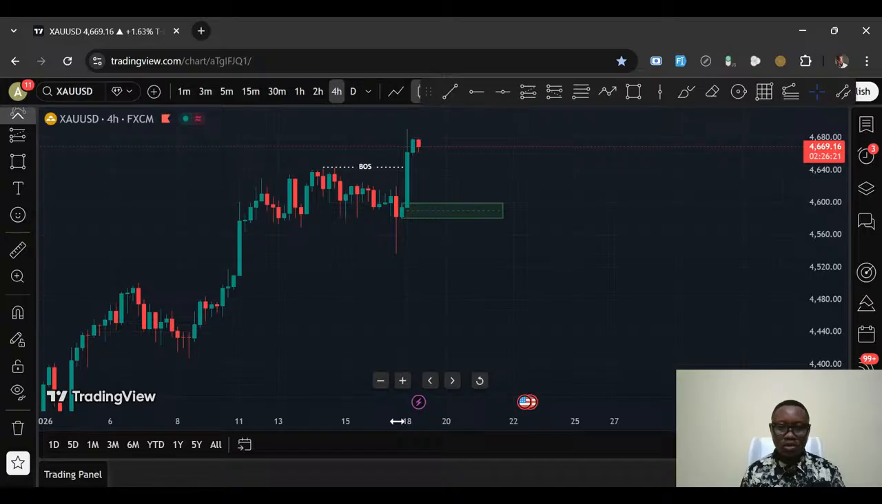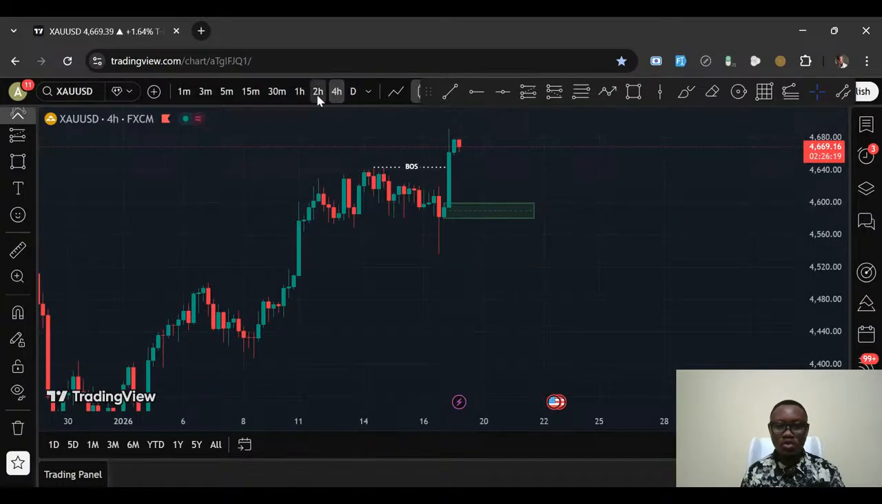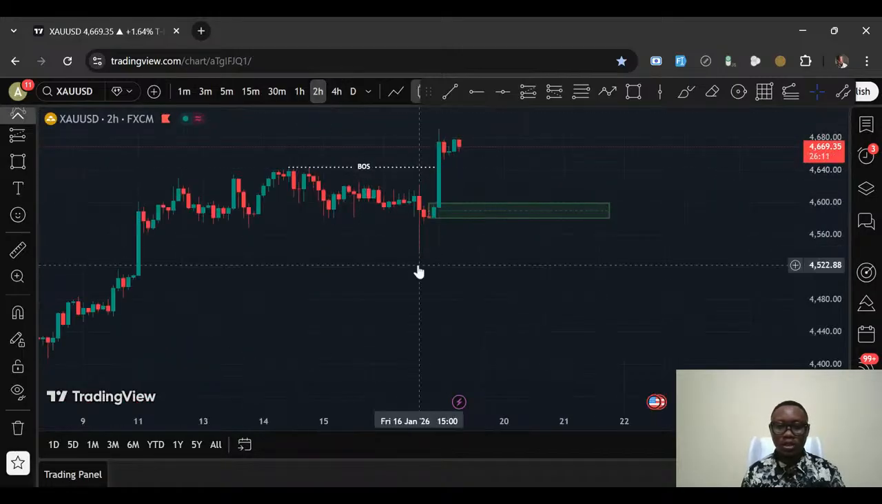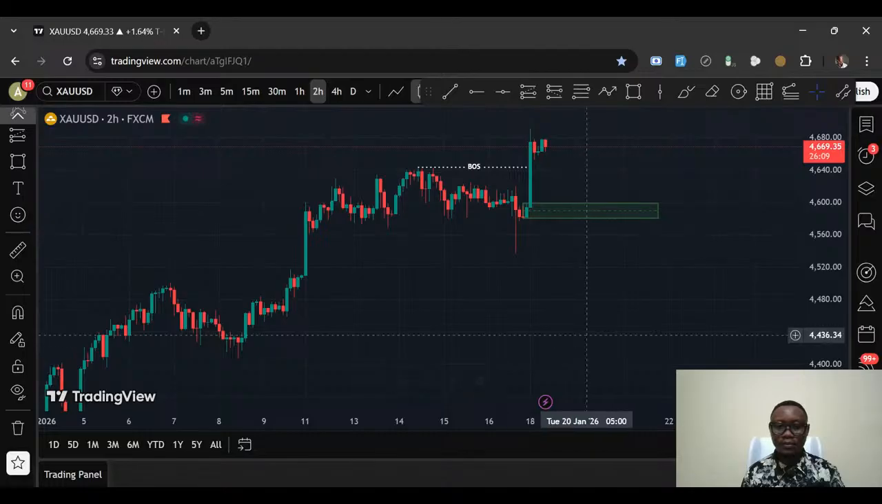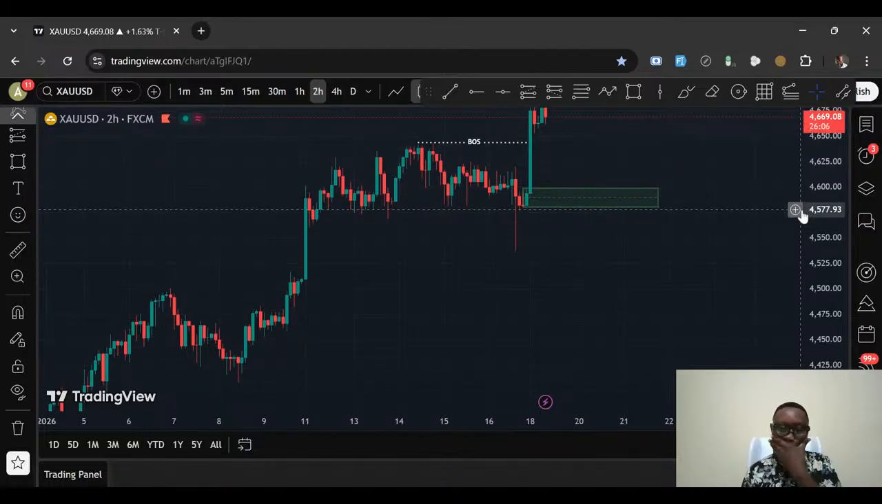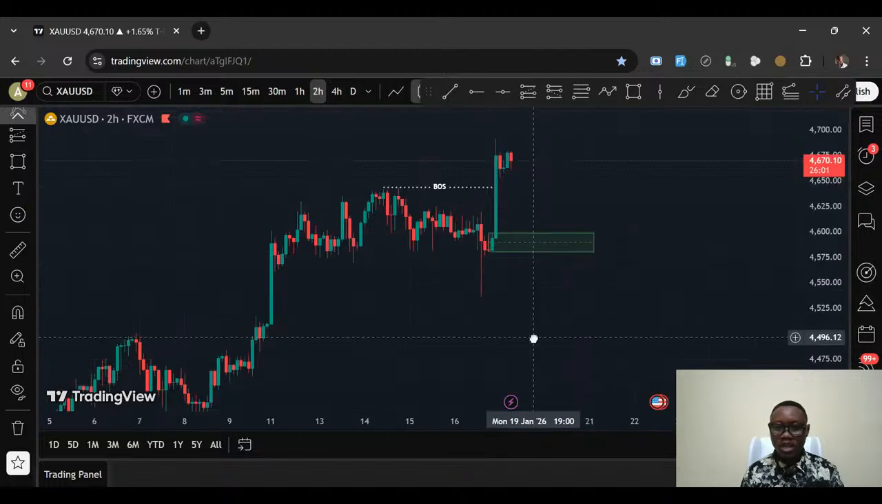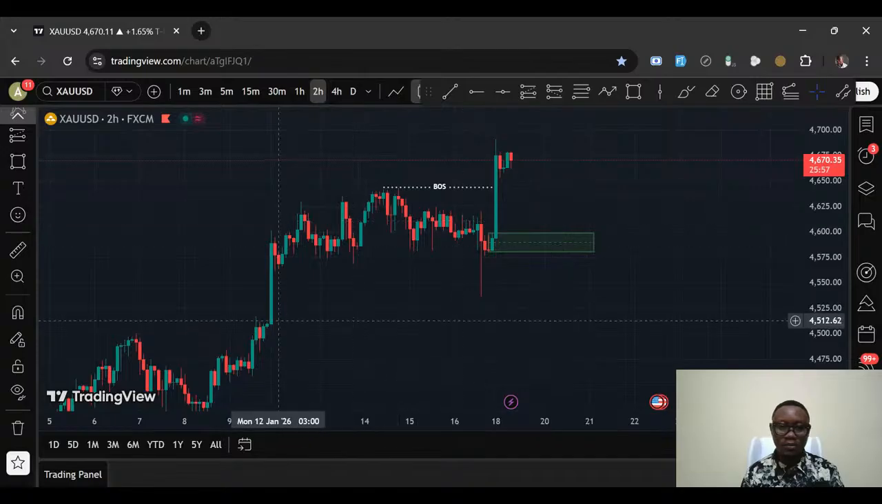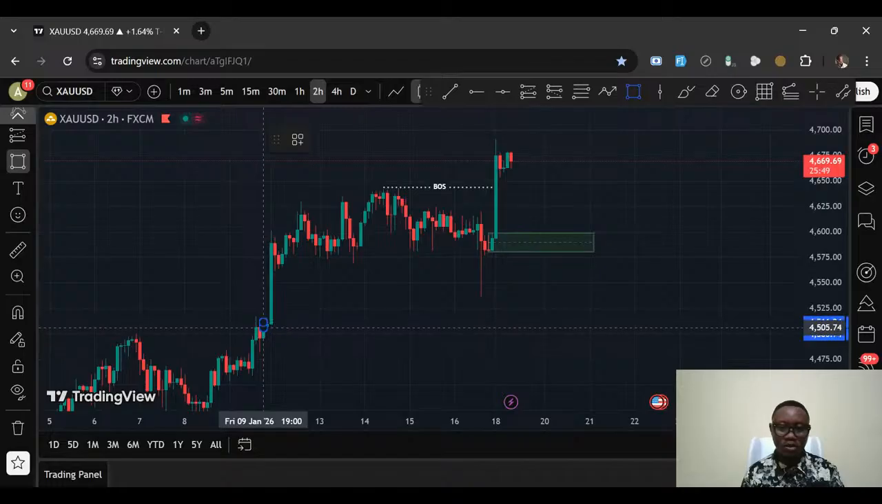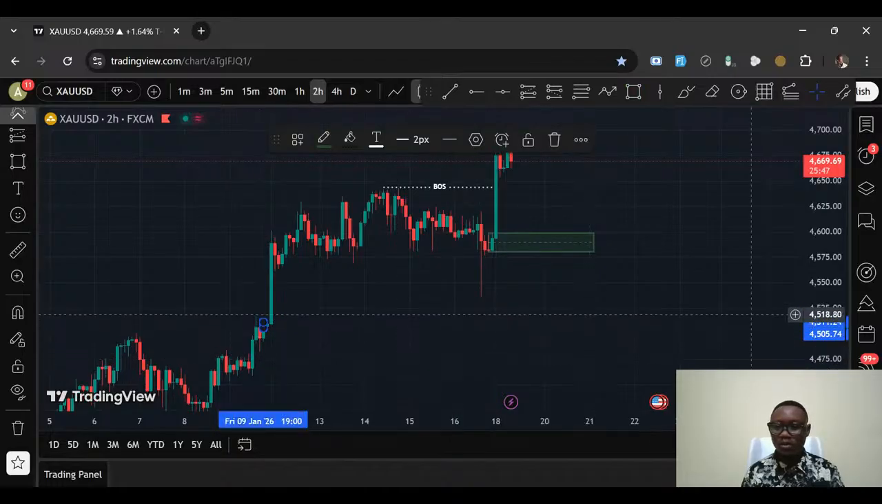Okay, so I'll drill down further to the 2H time frame. On the 2H time frame, the 2H order block aligns with that of the 4H order block. So I'll leave it as it is. But then let me mark this order block. We have another block here. It's an extreme order block zone. Let me mark it out.